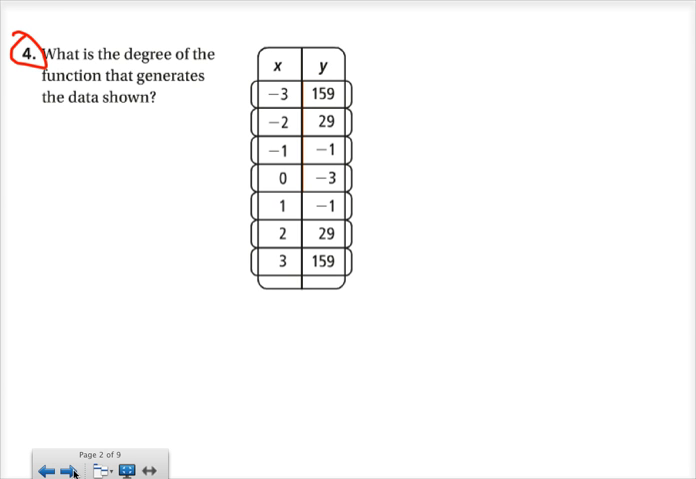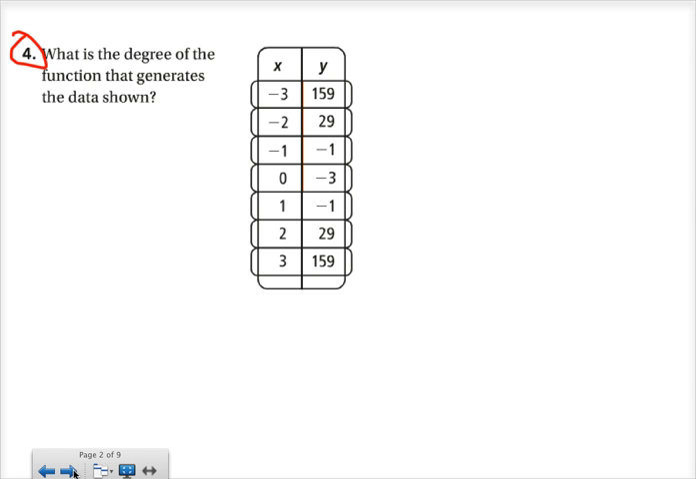Then for number 4, what's the degree of the function that generates the data shown? And what I do is I take a look at the x's, and I've got -3, -2, -1, 0, 1, 2, 3. And what I'm trying to check there is, does the interval stay going up by 1 all the way through? And it does. So then the next thing I do is I start finding the differences.